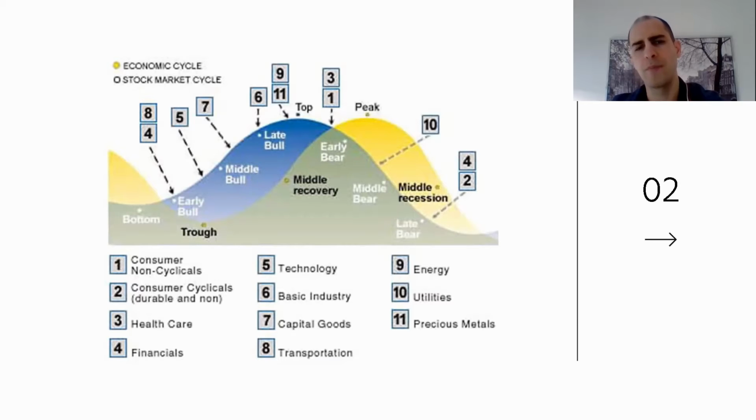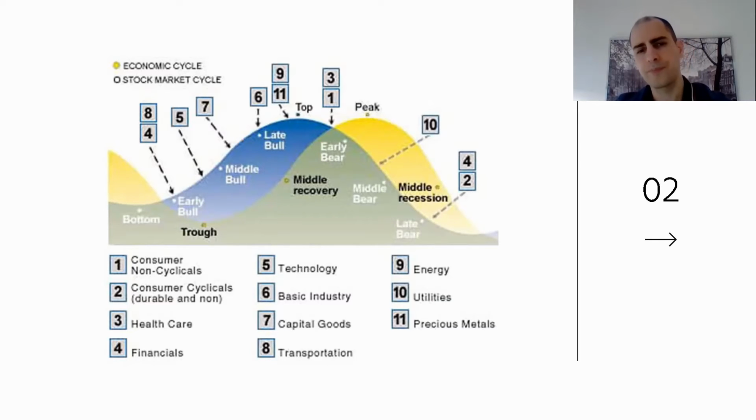And this is usually following the end of a trough phase. So we have 8 and 4, which are the financials and transportation. So these are the best sectors that you want to purchase at the beginning of this recovery phase. Now in the middle bull market, there's 5 and 7. So that's technology and capital goods. These tend to do better, and they continue to do better all the way into the peak phase of the recovery phase. Now at the top, in the late bull market, we have 6, 11, and 9. That's basic industry, precious metals, and energy.